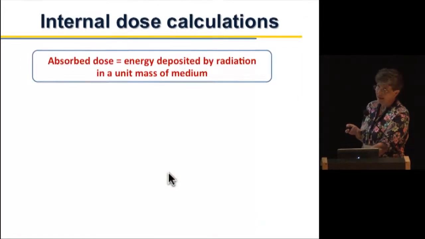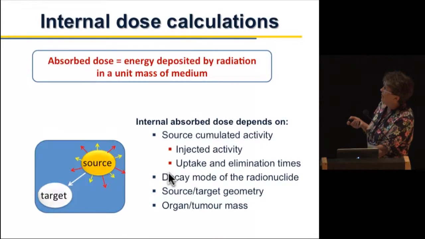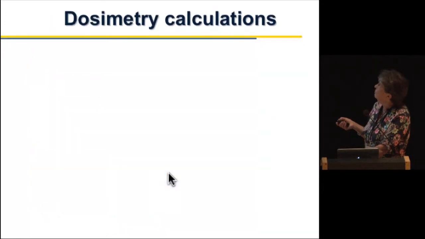Internal dose calculations are a little bit different. Well, the dose is the same everywhere. It's just energy deposited per unit mass. However, here we have a source and we have a target, and we need to know the injected activity. We need to know the time how this activity moves. We need to know the geometry of the target and source. Actually, the target can be the source.